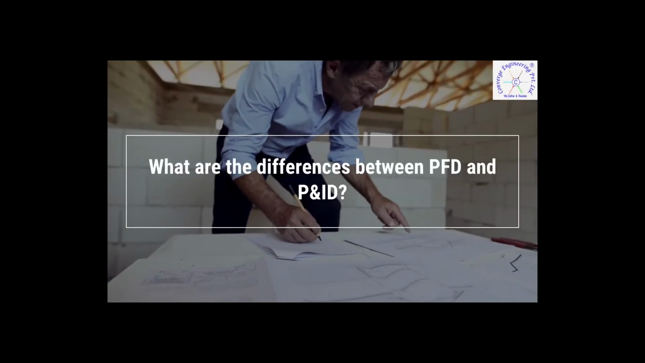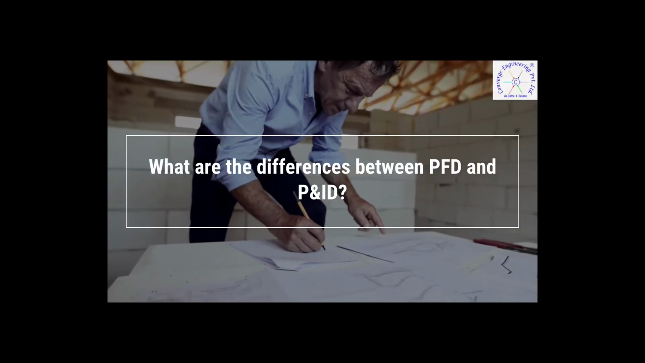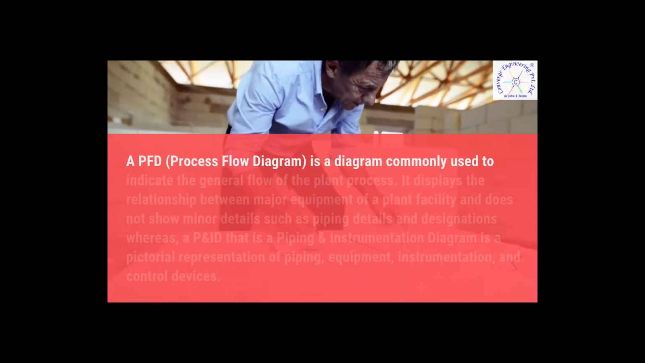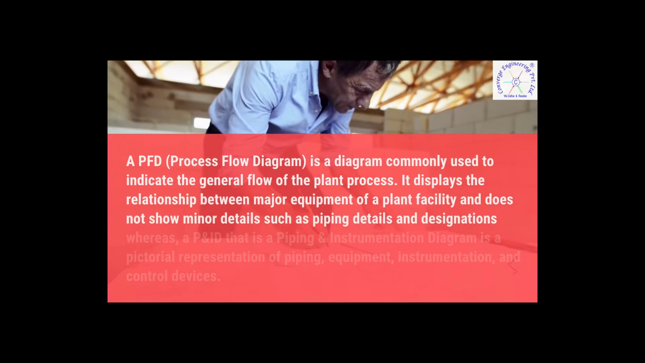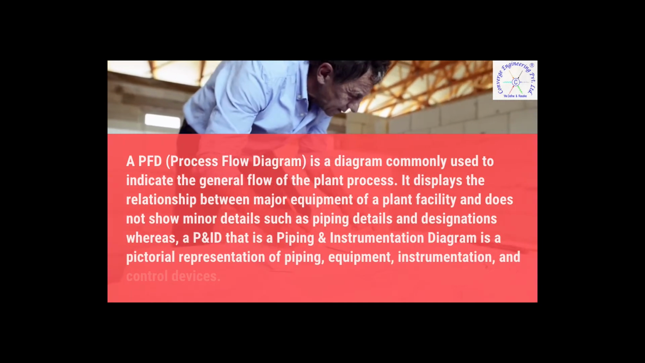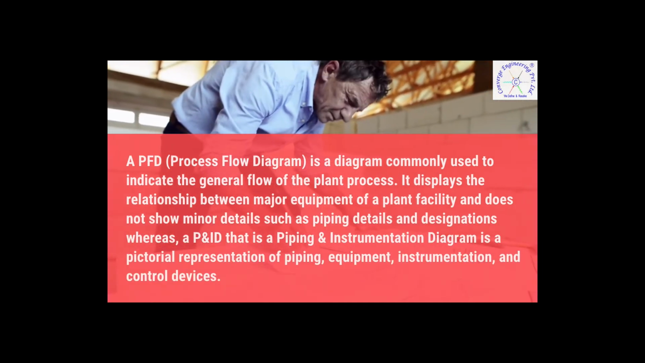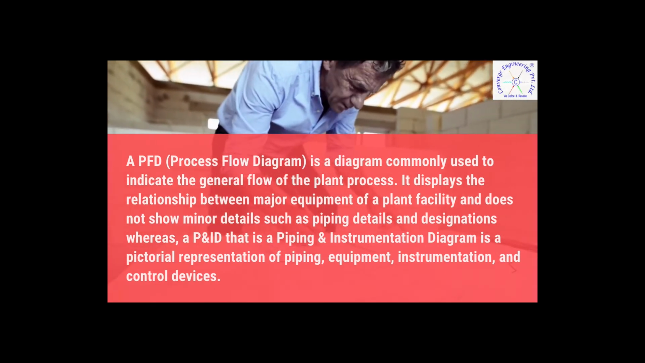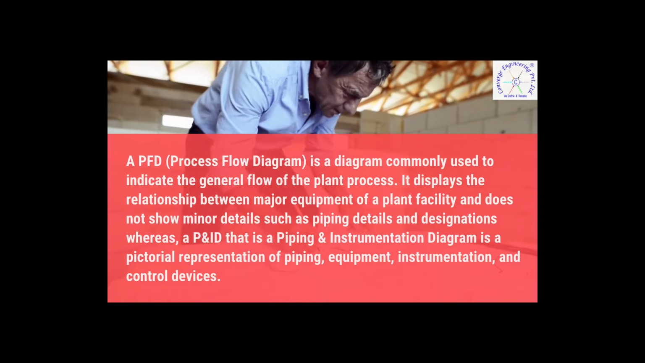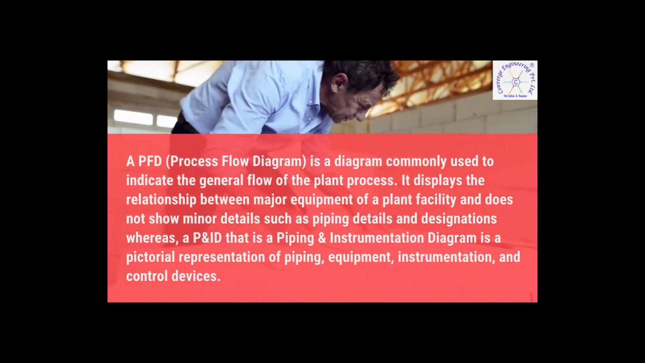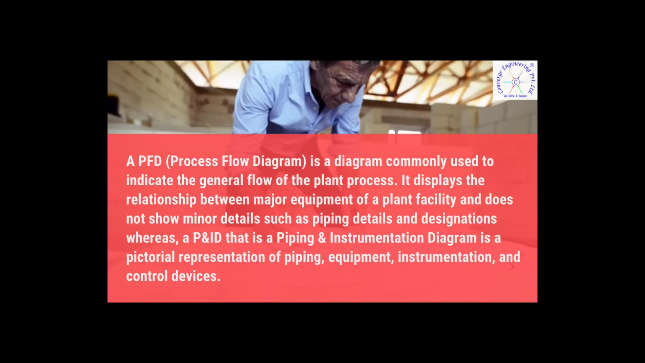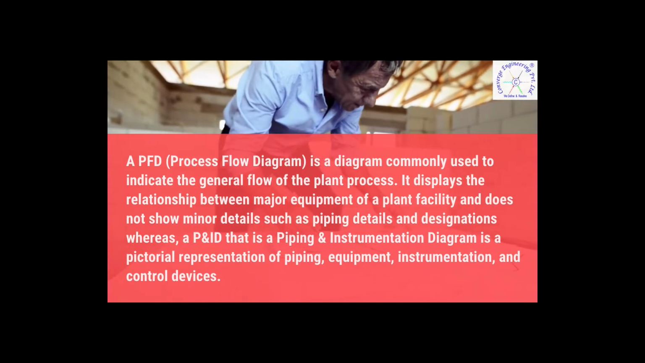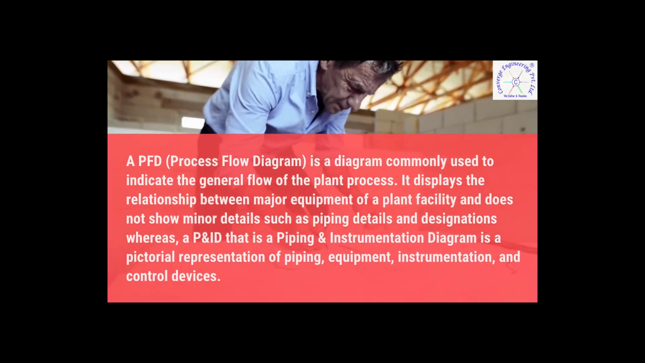What are the differences between PFD and P&ID? A PFD is a diagram commonly used to indicate the general flow of the plant process. It displays the relationship between major equipment of a plant facility and does not show minor details such as piping details and designations, whereas a P&ID, that is a piping and instrumentation diagram, is a pictorial representation of piping, equipment, instrumentation, and control devices.